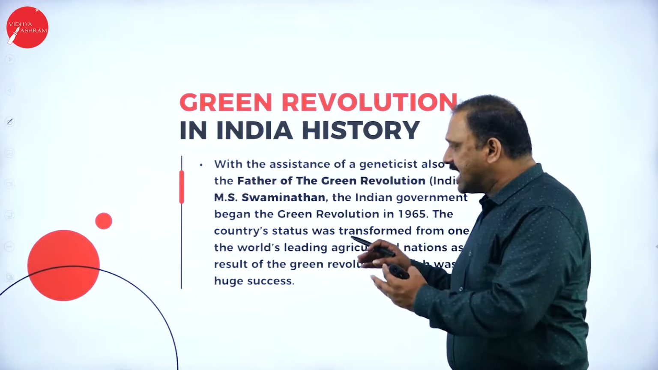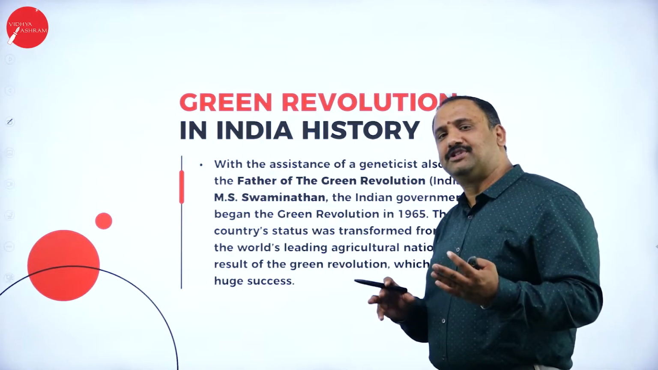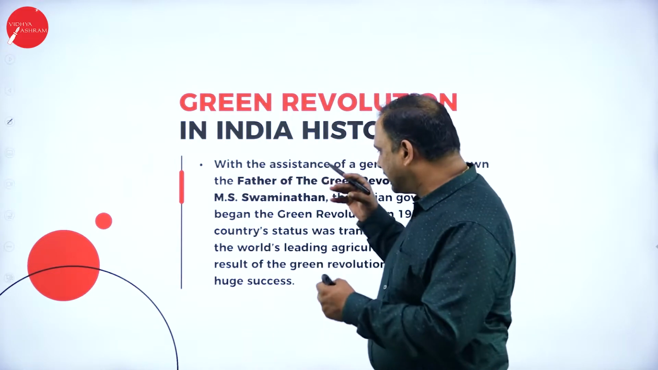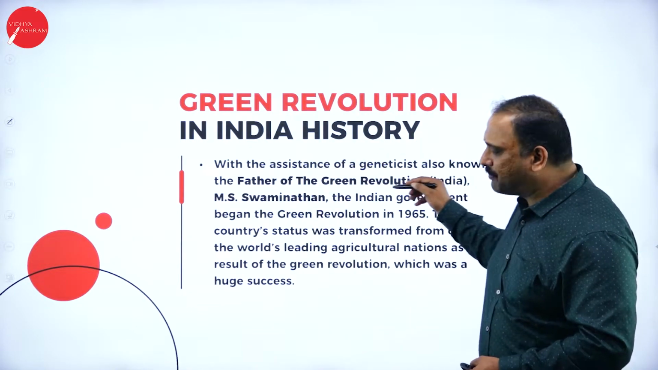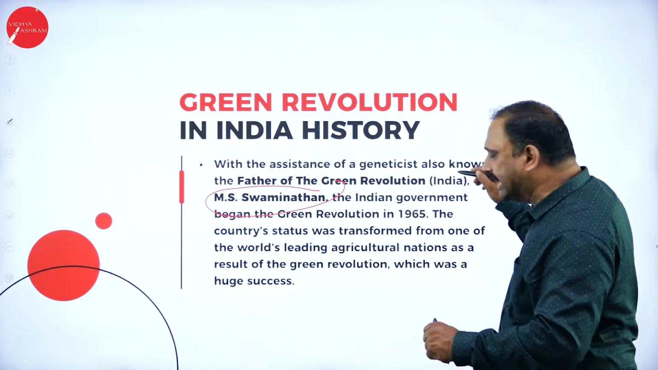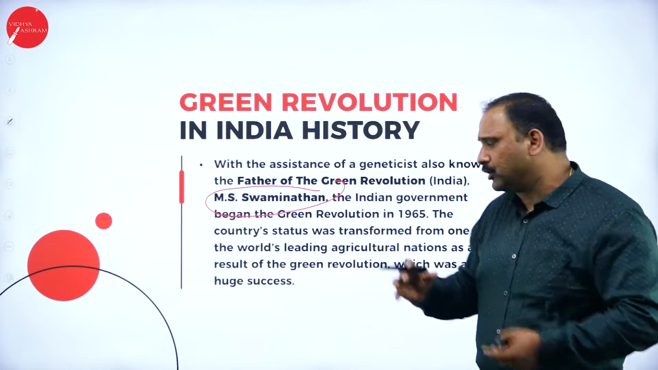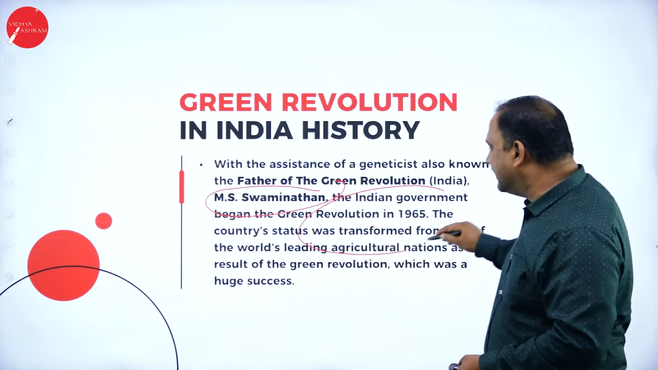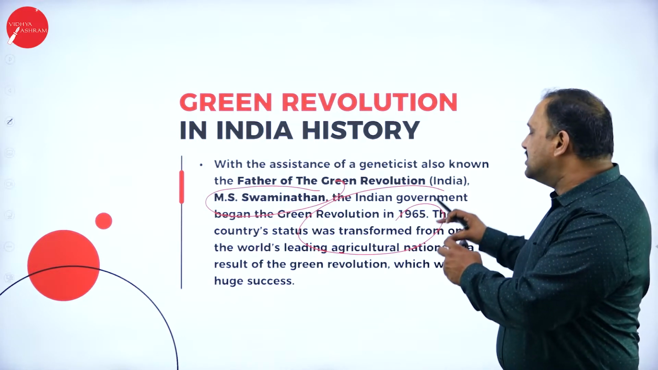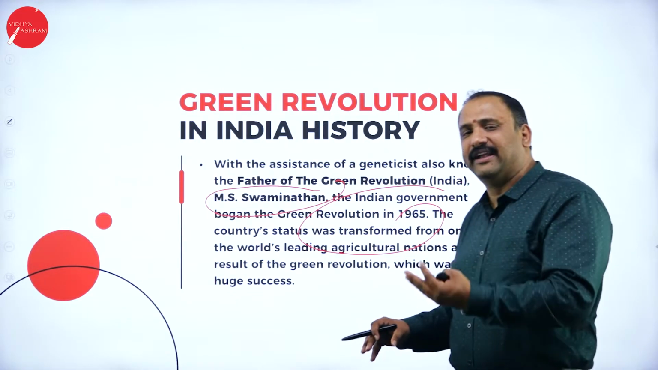Going further, we start to understand who was behind the Green Revolution. Of course, the father of the Green Revolution in the entire history was Dr. Norman Borlaug. But when it comes to India, it was actually done by Dr. M.S. Swaminathan, who is known as the father of Green Revolution in India. That's why I put it in brackets. Why? Because it was actually started by Dr. Norman Borlaug. And now the Indian government began the Green Revolution in 1965. His ideology was to transform the country's status into that of the world's leading agriculture producer altogether with the Green Revolution system.